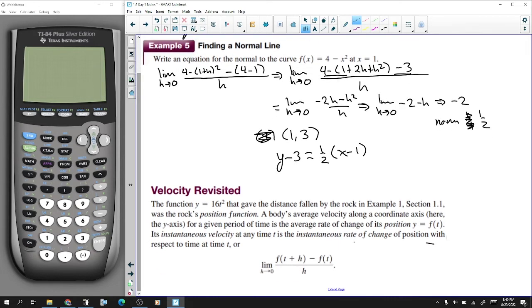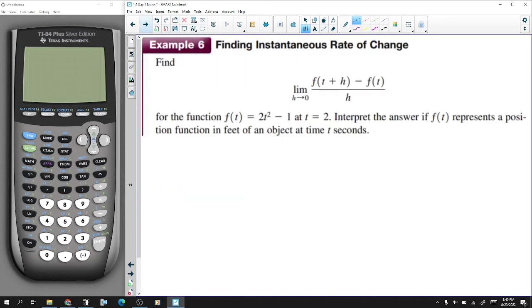Velocity revisited. The function y equals 16 t squared that gave the distance fallen by the rock in example 1, section 1-1, was the rock's position function. A body's average velocity along a coordinate axis, here the y-axis, for a given period of time is the average rate of change of its position y equals f of t. Its instantaneous velocity at any time t is the instantaneous rate of change of the position with respect to time at time t, or here is the formal definition of derivative. It's also how you find instantaneous velocity. Find the instantaneous rate of change.